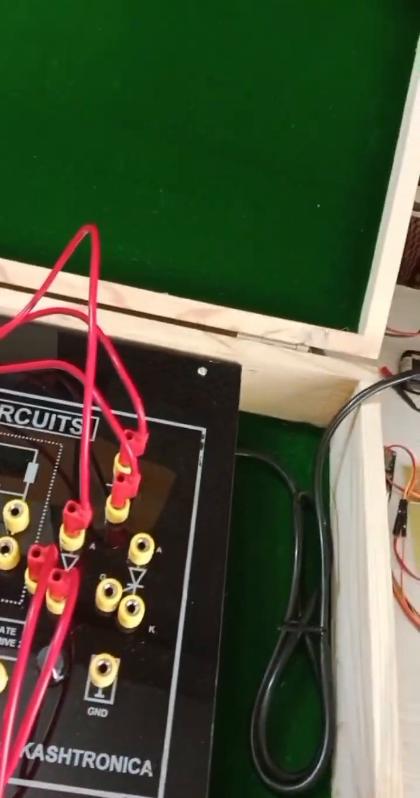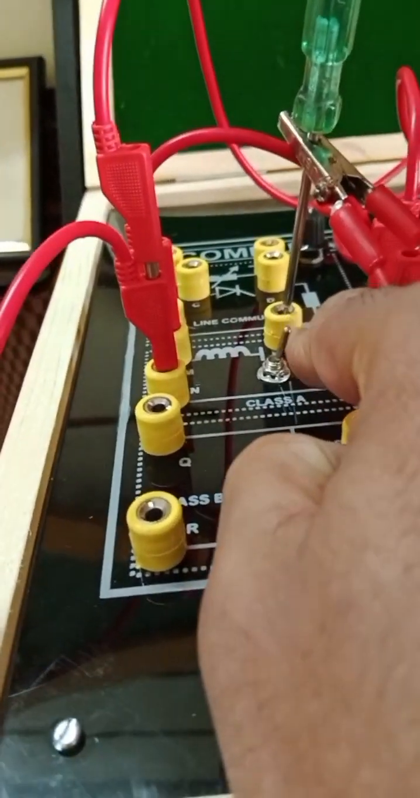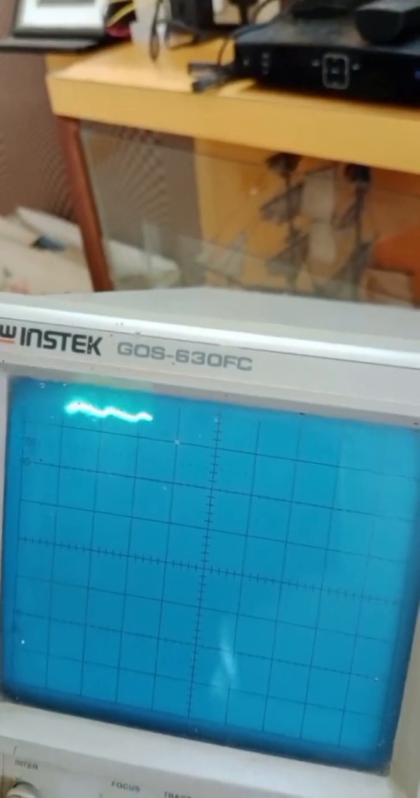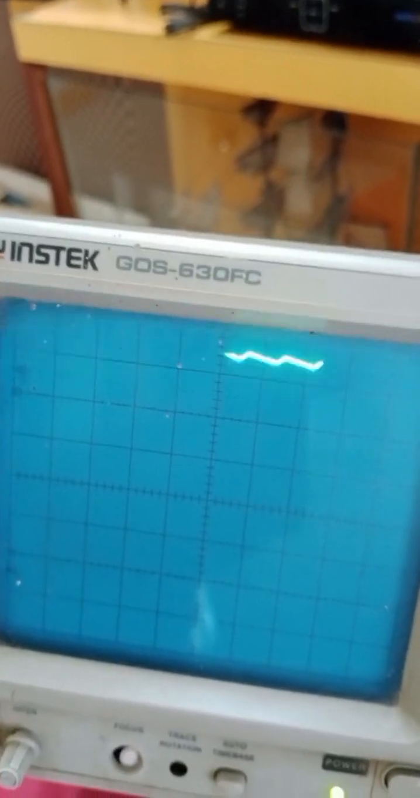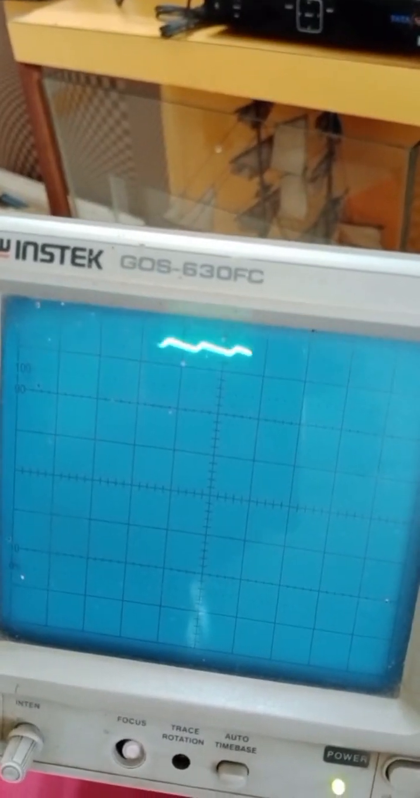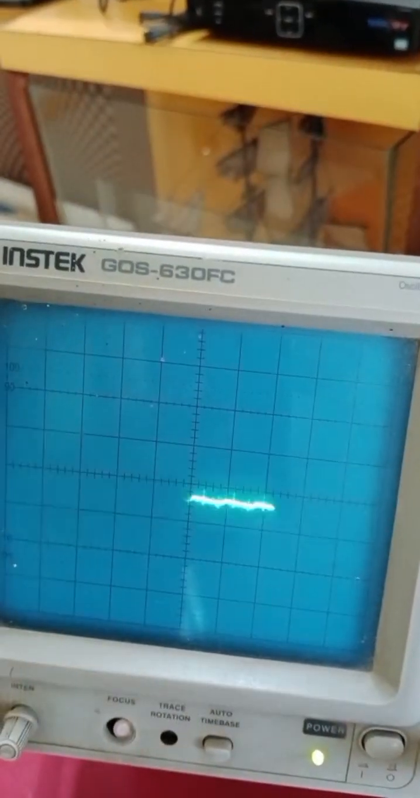Now we can observe waveform across load here. When switch is to the right side, high output is coming across load. Keep it to the left side, it comes down. So thyristor commutates.